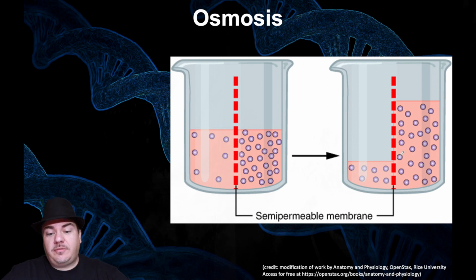Okay, so the direction of osmosis is from a low solute concentration, which means high water concentration, to a high solute concentration, which means low water concentration, until the water concentration is equal on both sides. So one more time. The net direction of osmosis is from an area of low solute concentration to an area of high solute concentration until the solute concentration is equal on both sides of the membrane. That's osmosis. Now, there are also some terms that go along with osmosis, which you need to learn.